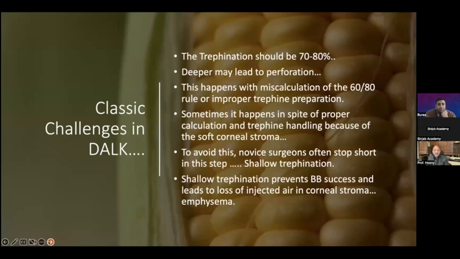When you do that, you try and go in the depth of the trephination and introduce your instruments, let's say cannulae or a needle, and try to get the air bubble, and you get total emphysema without succeeding in separating the Descemet's membrane from the corneal stroma. And this happens even to experienced surgeons.